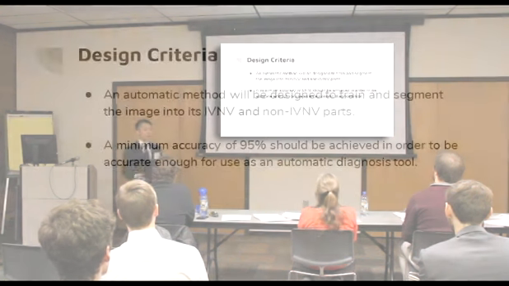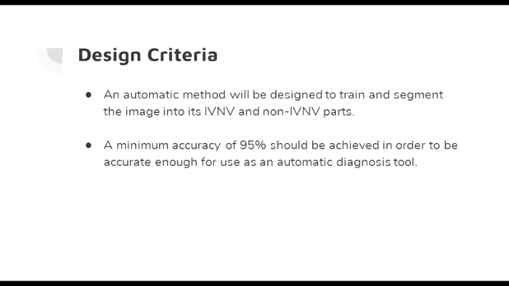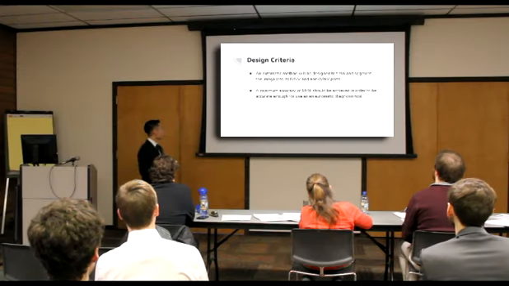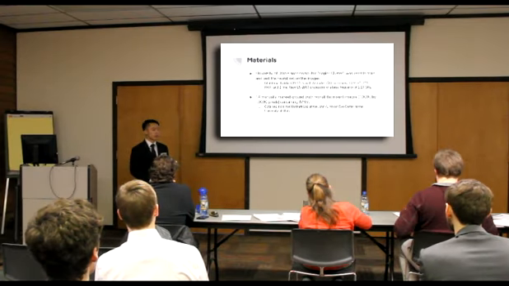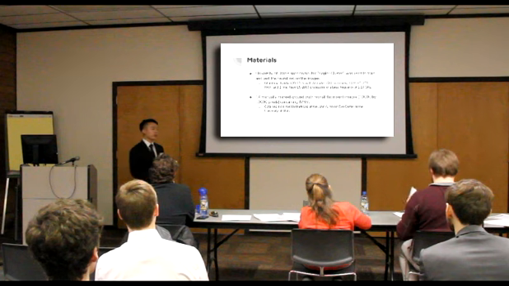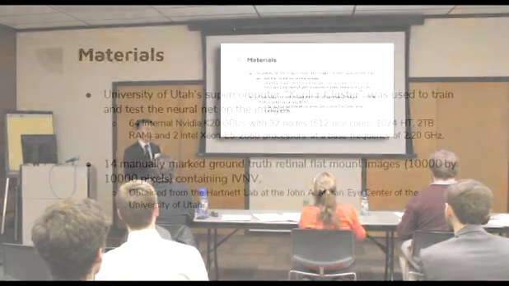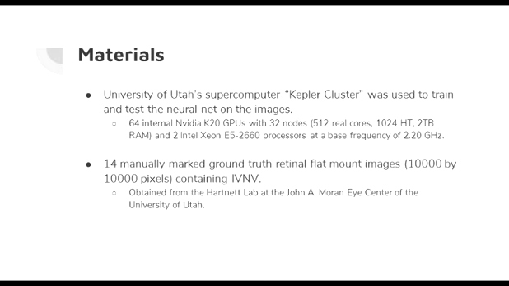And so my goals for this project were to create an automatic way to detect IVNV, and also to have a minimum accuracy of 95%, so it could be used in the clinic. And so to do this, I was able to obtain 14 images from the Moore Eye Center at the University of Utah from my mentor at the HeartNet lab. And so these images were manually marked, and so all of the IVNV had a reader go into them and manually mark out each IVNV individually.